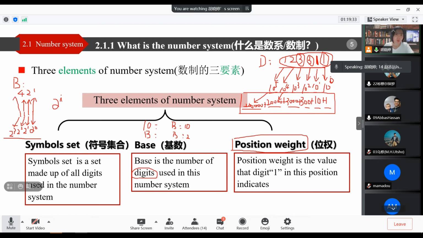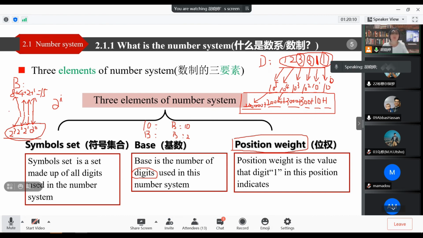This 1 means 8. So adding them, it's 15. That means 1111 in the binary system will represent 15 in the decimal system. Can you understand? Yes. Okay. So that is the weight for the binary system.